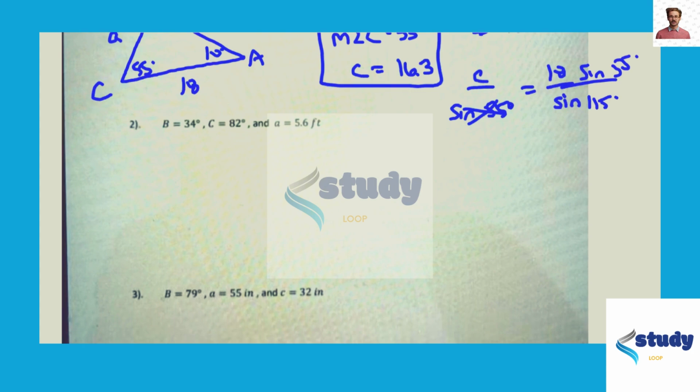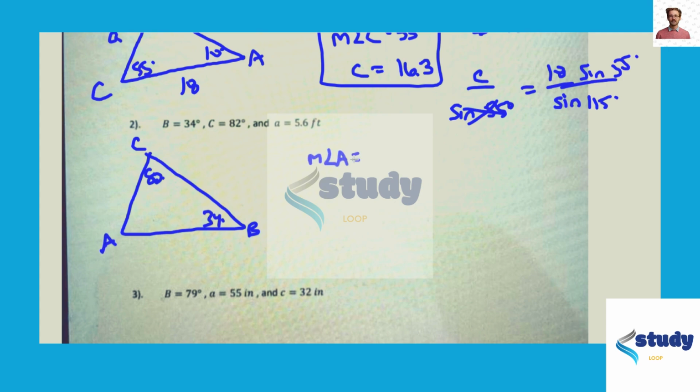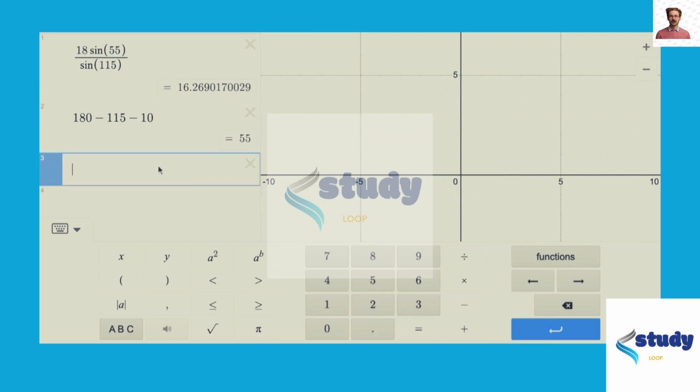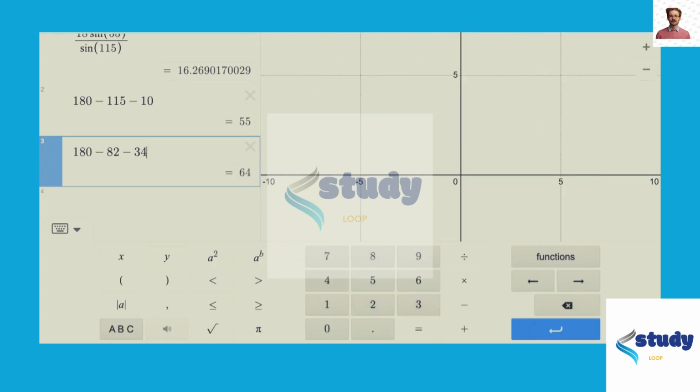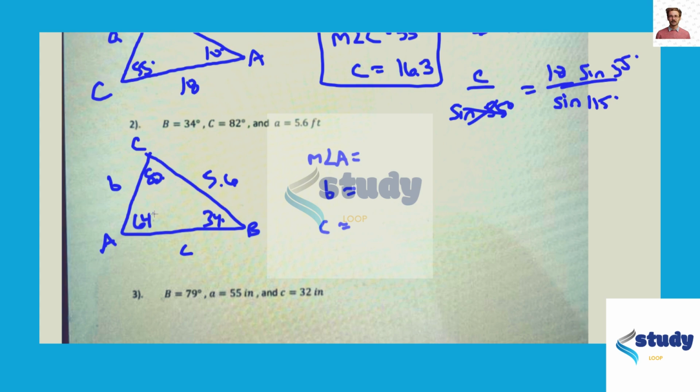In the next scenario, we've got angle C at 82 degrees, angle B at 34 degrees. We need to find the measure of angle A. We know side A is 5.6. We need to find side C and side B. Well, to find the measure of angle A, that'd be 180 minus the 82 and 34 that we know. That's leaving 64 degrees for the measure of angle A.